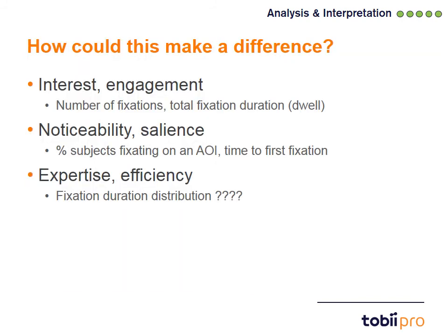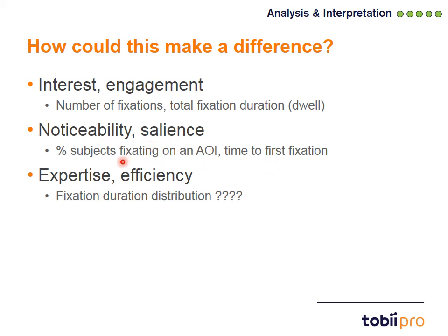So how could this make a difference? How could this make a difference in your selection between selective-biased and sensitive-biased AOIs? Well, what could happen is that for studies involving interest or engagement, where the important metrics might be something like number of fixations, total fixation duration, or dwell time, you could get an underestimation of the actual interest or engagement.